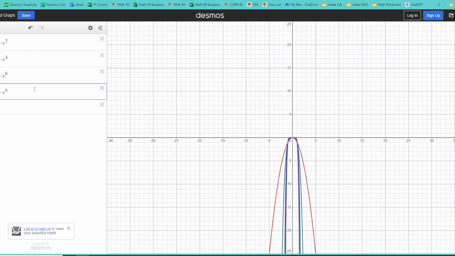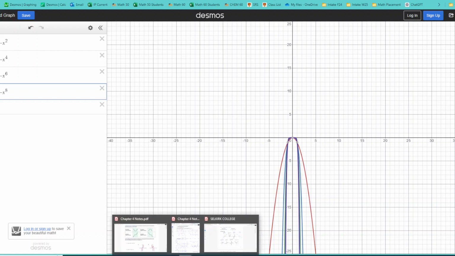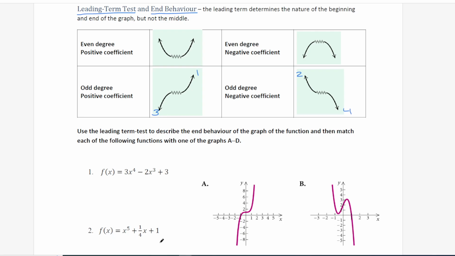So that we could summarize that every even graph with a positive leading coefficient is going to start in quadrant 2 and end in quadrant 1. Where every even degree with a negative coefficient is going to start in quadrant 3 and end in quadrant 4. And this is going to help us a lot with graphing. It's going to say, okay, where should I start my graph and where should my graph end?